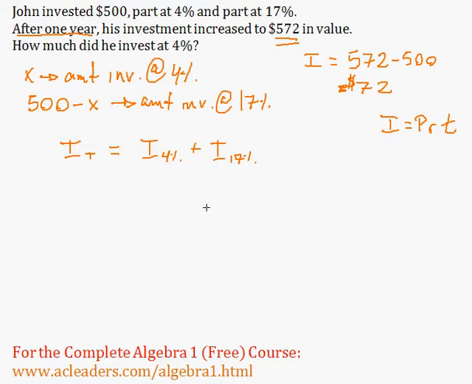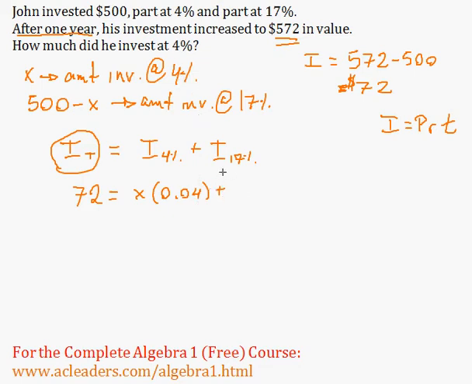Okay, there we go. So we know that the total interest earned was $72. And the interest earned at 4% must be X, because that's the principal, multiplied by the rate. And the rate is 4%, so we can say 0.04. Why is it 0.04? We divide 4 by 100 to get that value, since it's percent.